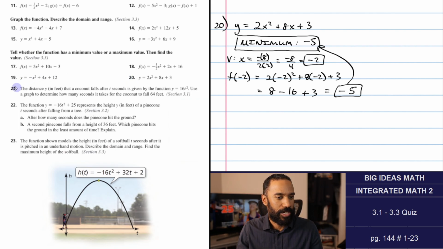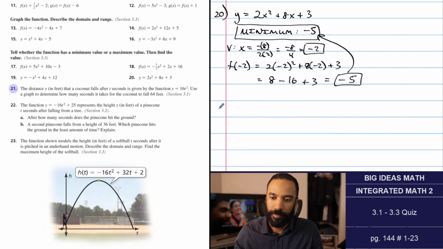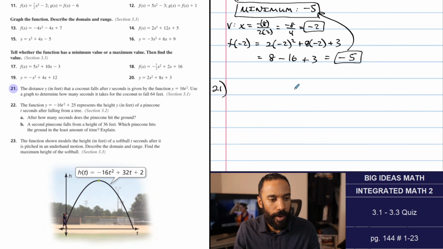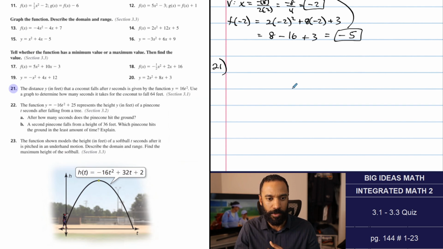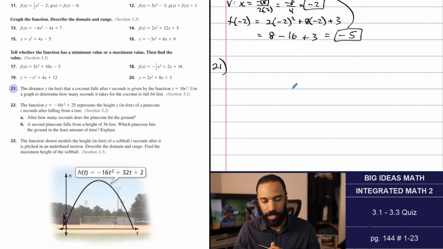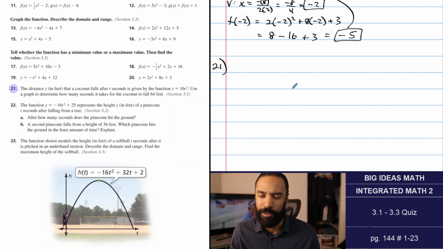Okay, 3 more questions. Looks like there's some form of word problem. Start with number 21. The distance y in feet that a coconut falls after t seconds is given by the function y equals 16t squared. Use a graph to determine how many seconds it takes for the coconut to fall 64 feet. Okay. It says use a graph, so we will graph, and I'm fine with that.